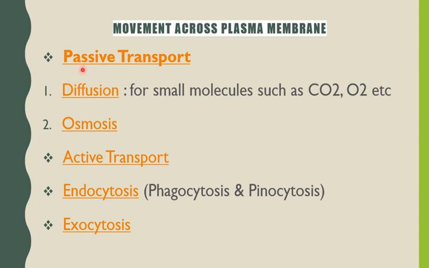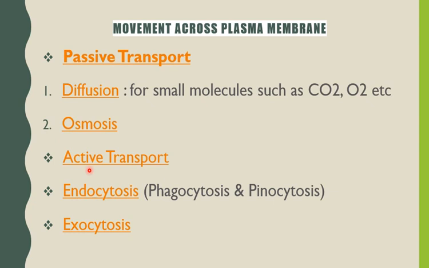So the two main types of transport are passive and active. Passive transport is a transport which does not require any expenditure of energy, जिसमें सेल को कोई भी एनर्जी खर्च नहीं करनी पड़ती है. Now passive transport is of two types, diffusion and osmosis. Then we have active transport where the cell has to spend some energy.